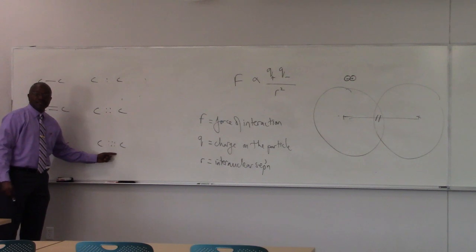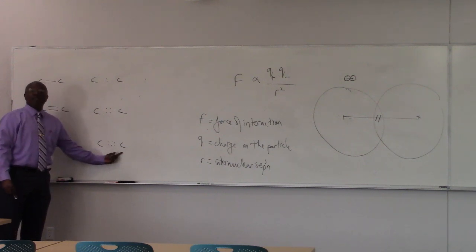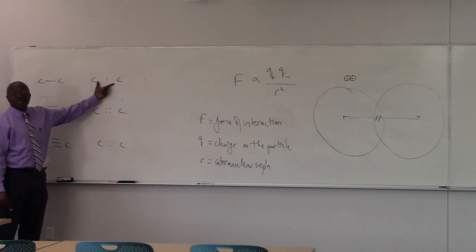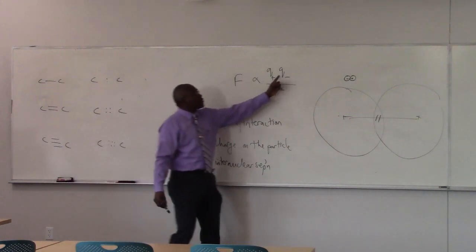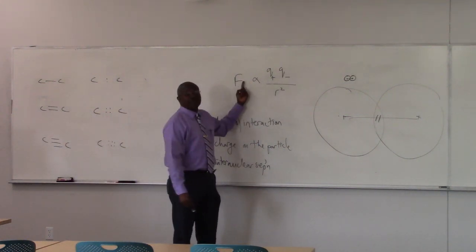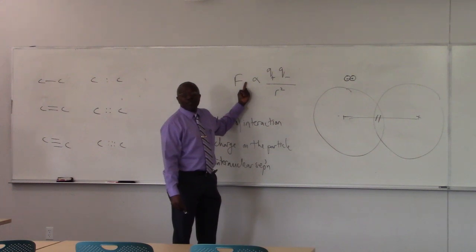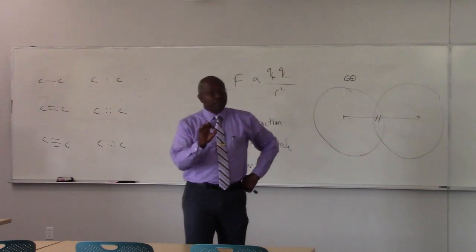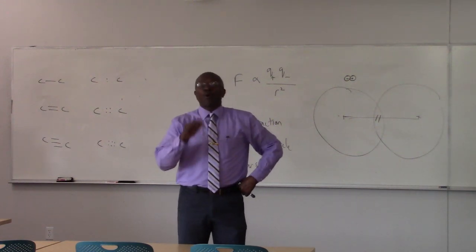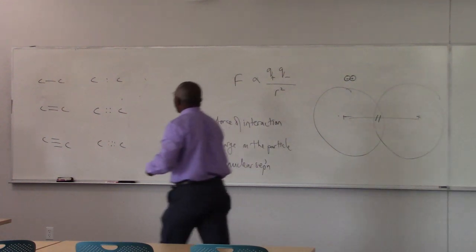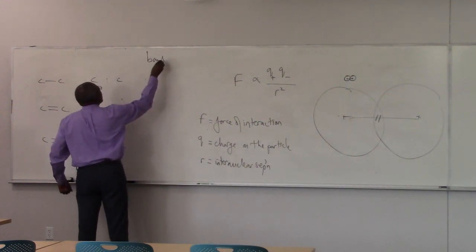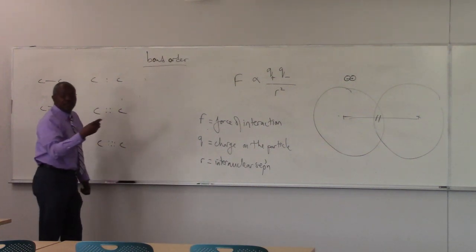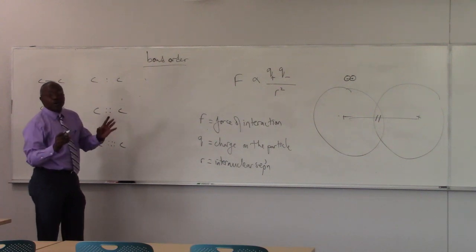So Q minus for a triple bond is larger than Q minus for a double bond, larger than Q minus for a single bond. And if you raise Q minus, you raise F. There's a linear relationship. So bonds get stronger when the atoms are smaller, and bonds get stronger when the bond order increases. The bond order basically is the number of bonds.